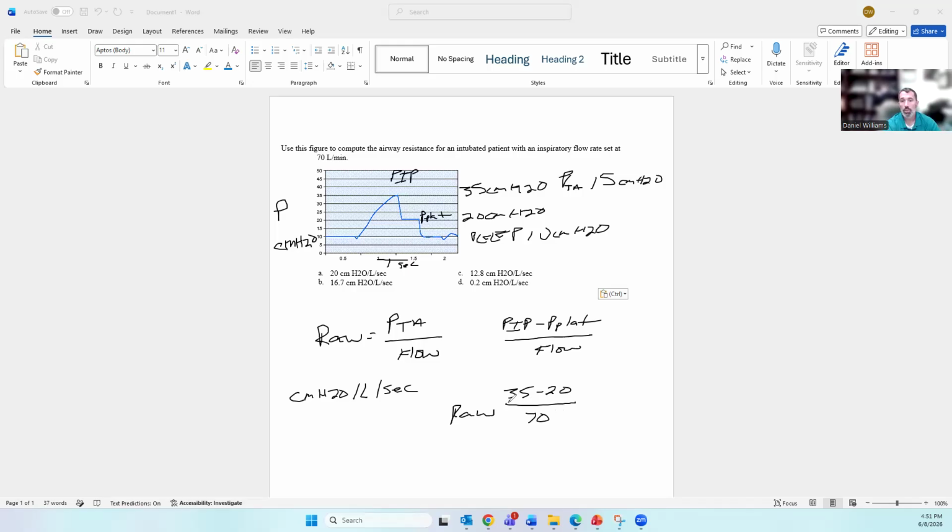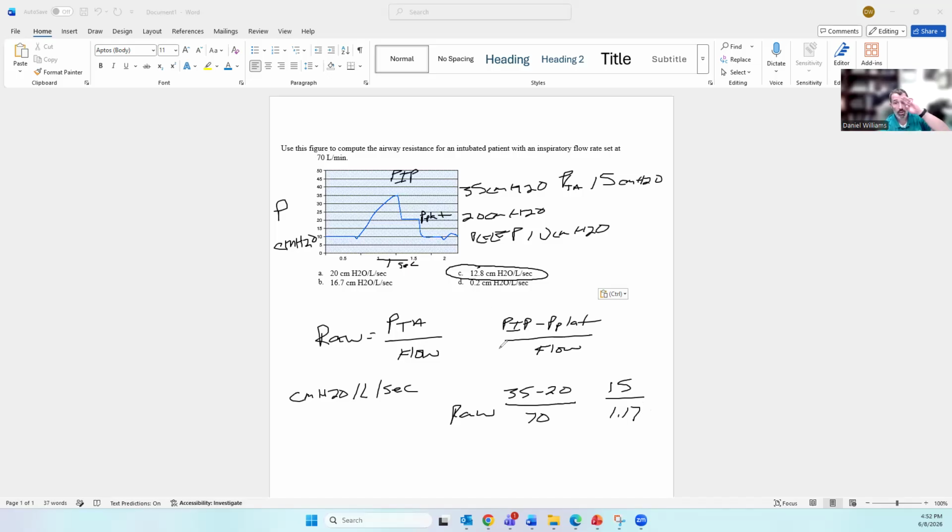So I would encourage you to go ahead and take that 70 and divide it by 60, because it's 70 liters per minute. So divide 70 by 60 to get however many liters per second that is. And if you do the math, the numerator is going to end up being 15, because 35 minus 20 is 15. And 70 divided by 60 ends up being 1.17 liters per second. So now if you take 15 and divide that by 1.17, that's going to give you your answer of 12.8 centimeters of water pressure per liter per second.